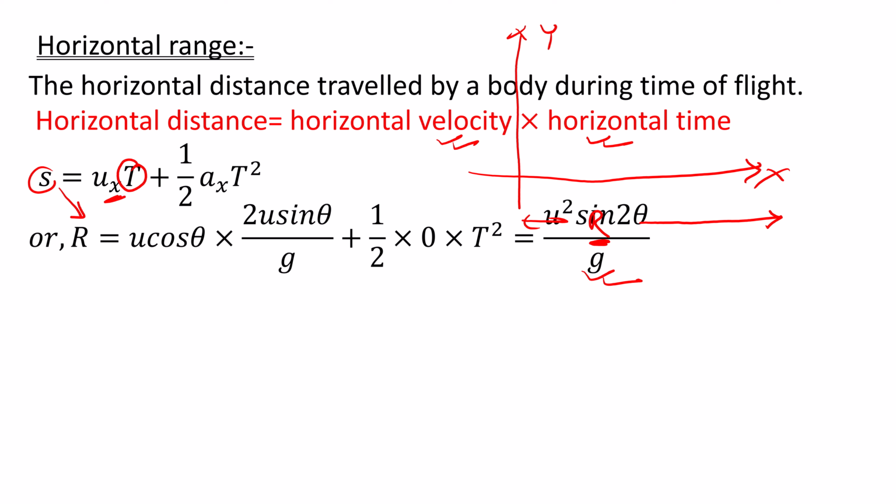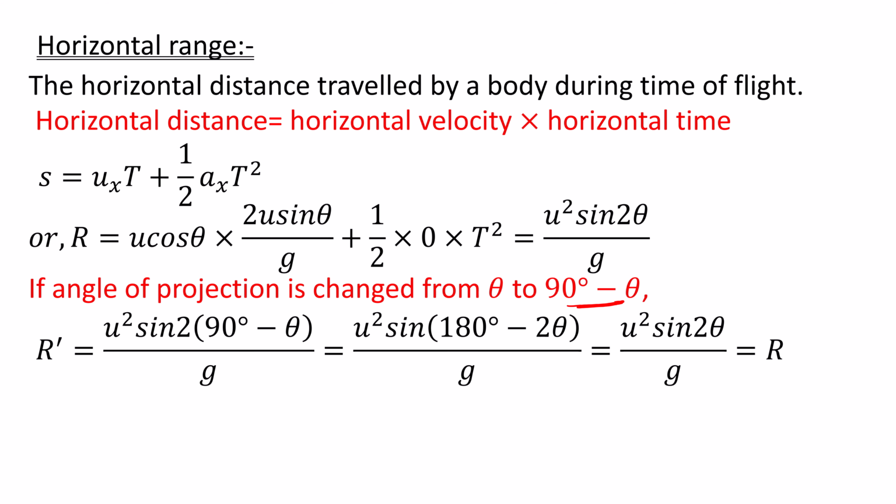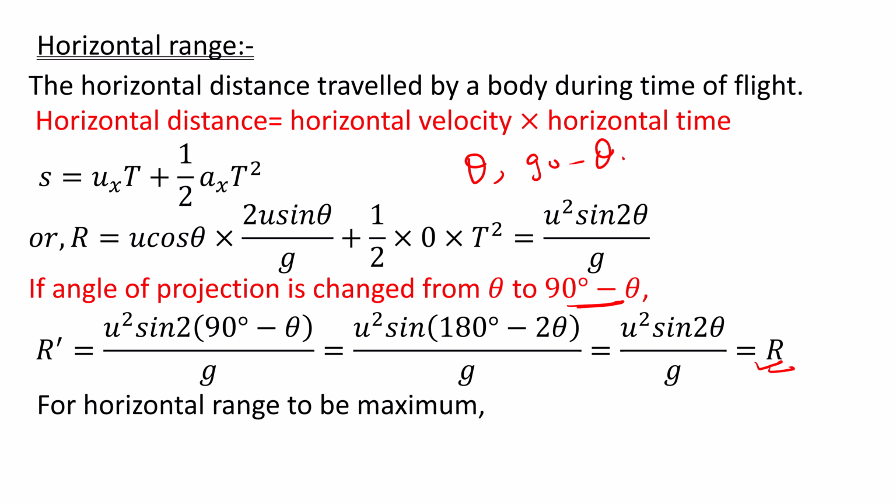Initial horizontal velocity is u cos θ, and time of flight is 2u sin θ by g. Since the velocity is constant in the horizontal direction, the horizontal acceleration is 0. If the angle of projection is 90° minus θ, in such a situation R' equals this much, which is equal to R. That's why there are two angles of projection for the same horizontal range: if one is θ, another is 90° minus θ.